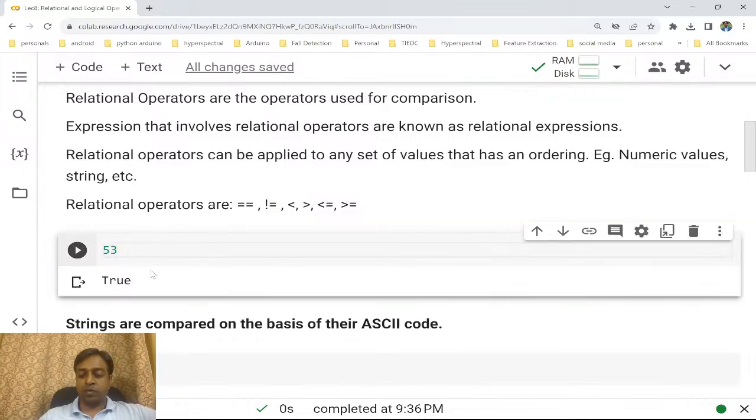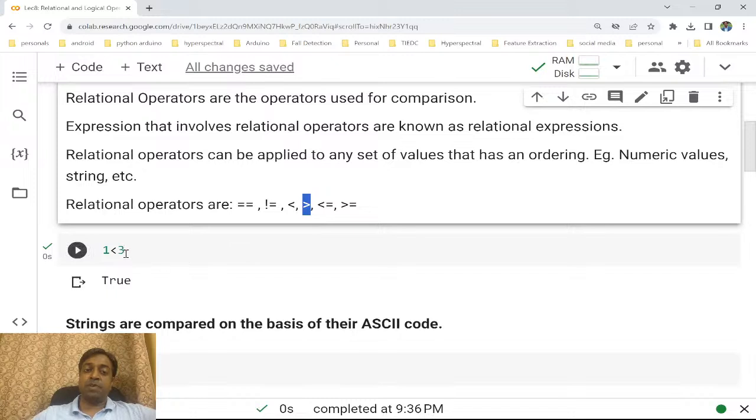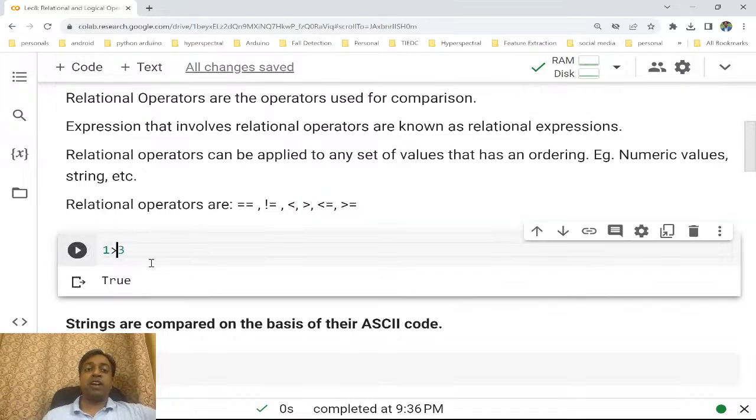So already I have discussed that 5 less than 3 will be false because mathematically 5 is greater than 3, and if it is 1, then it is going to be true. Similarly, the next is the greater than symbol, which checks whether the left operand is greater than the right operand. So 1 is greater than 3, answer is no, false. If I say 11 is greater than 3, answer is true. So whatever is the truth mathematically, accordingly it is going to display true or false.